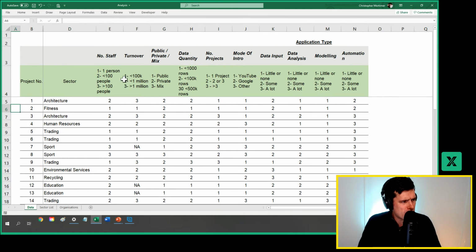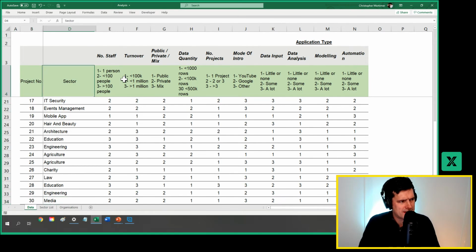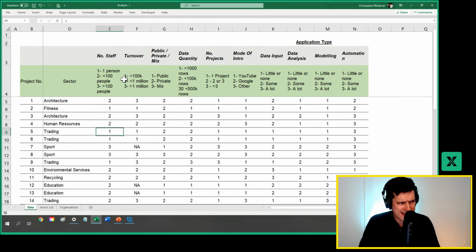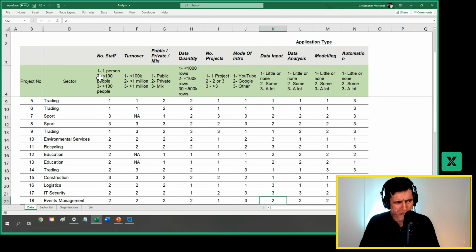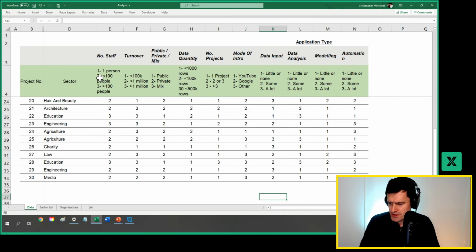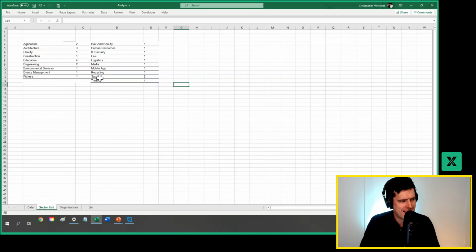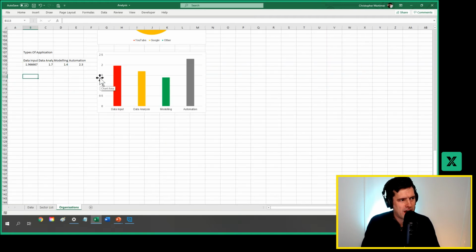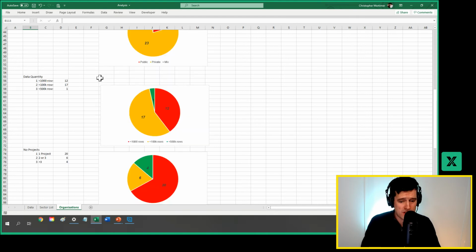So I went through 30 projects, going to the bottom of the data set here, 1 to 30. I went through, got the sectors, the number of staff, did my analysis there, the turnover, the data quantity. Just really nice and simple. I was able to give 1, 2, or 3 there for all of them. Then using Excel, of course, it's very easy to put together some charts, and then I just drop those charts into PowerPoint. And that's what I'm presenting to you today.